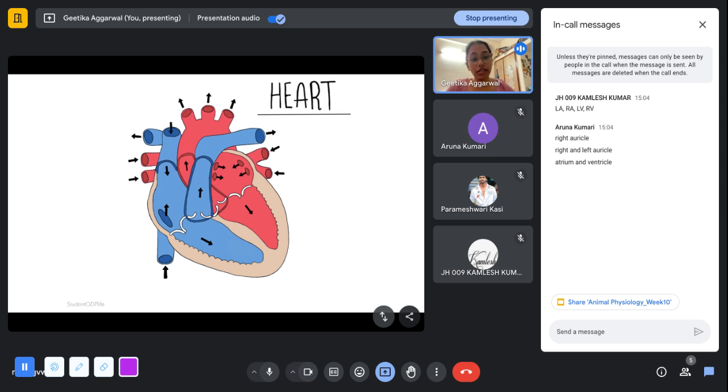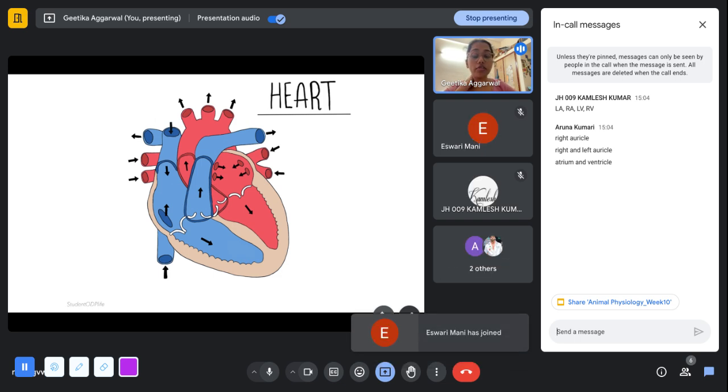Atrium and ventricle, exactly. So we have these four chambers. Two of them are the atria and two are the ventricles. We have the right ventricle and the right atrium, and the left ventricle and the left atrium. And what are the four valves called?